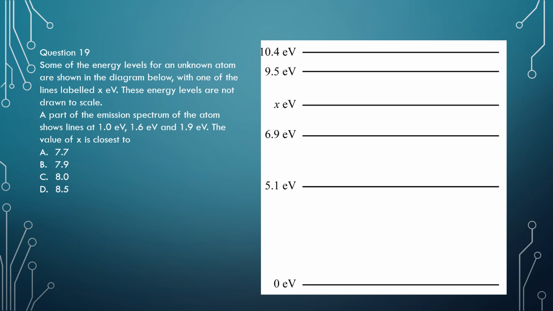We know the energy level and are asked the value of X. The energy of the emission spectrum is the gap between two energy levels. We can draw the three lines for 1.9, 1.0, and 1.6 electron volts. From the diagram, we know that X is 8.5.